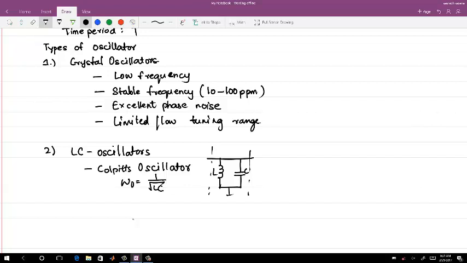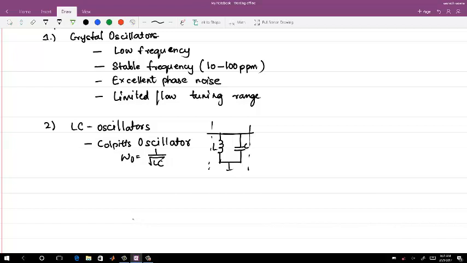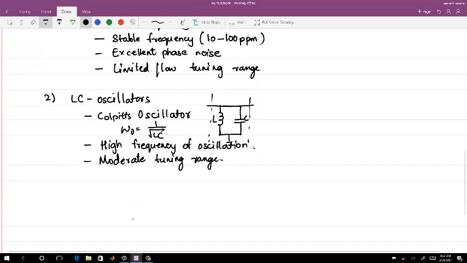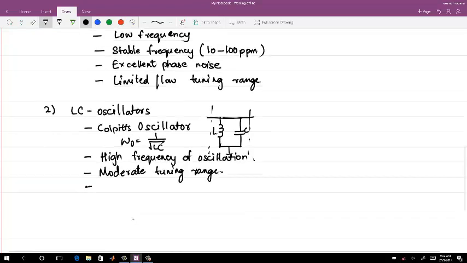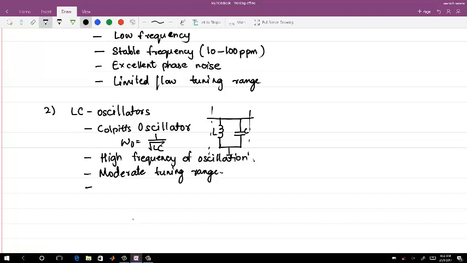Okay. Here the resonance frequency, the oscillation frequency, is decided by an inductor and a capacitor parameter. Now this capacitor and inductor can come in any combination, and they will come with some active circuit elements also. So here the frequencies of oscillation can be relatively very high. But the tuning range in this case is also limited, so moderate tuning range. And the frequency is stable but dependent on the variation in the L and C parameters. So moderate stability, I would say not that great as crystal.